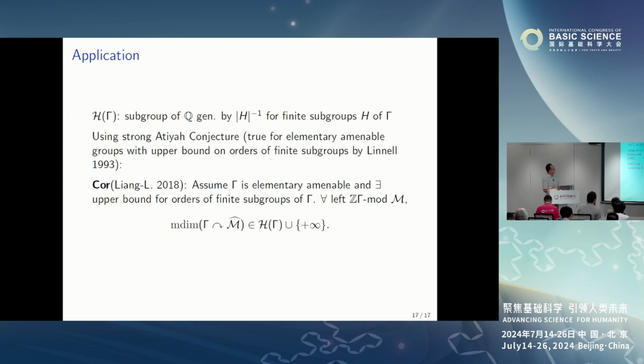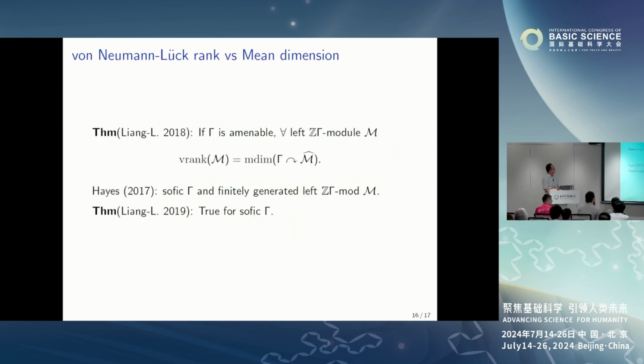The point here is that under this condition, it's very easy to show that the left-hand side is always contained in that set, the subgroup together with possibly infinity. Then you get that the right-hand side is also there. All right, let's stop here. Thank you very much.